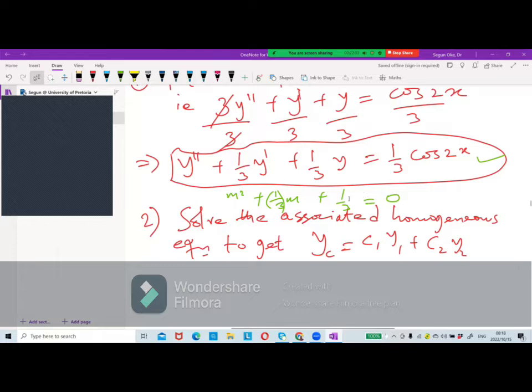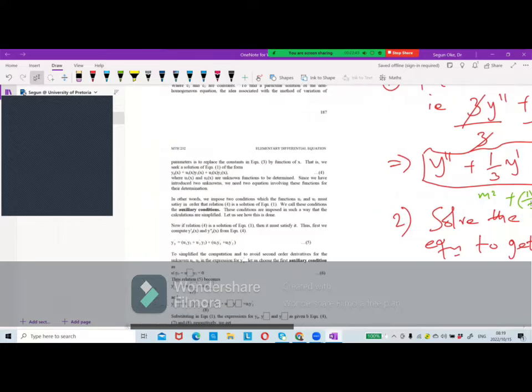After you solve it, you have the m values. When you have the m, then from there you can go ahead and check it. Let's look at this one.